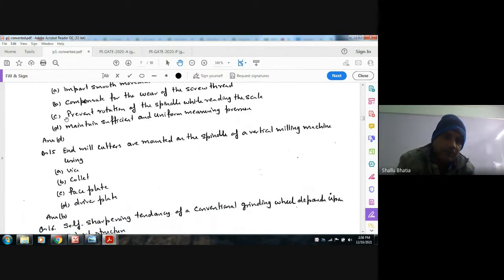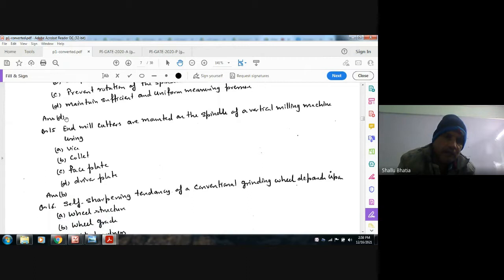Next, the end milling cutters are mounted on the spindle of a vertical milling machine using: option A vice, B collet, C faceplate, D dry clip. So the answer is collet, and milling cutters are mounted on the collet provided on the arbor.